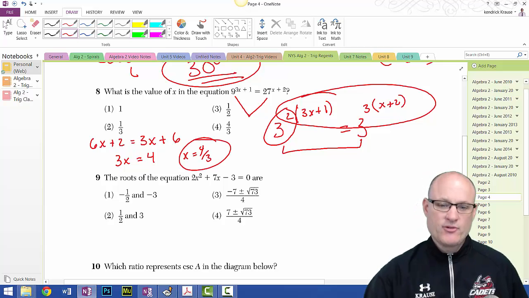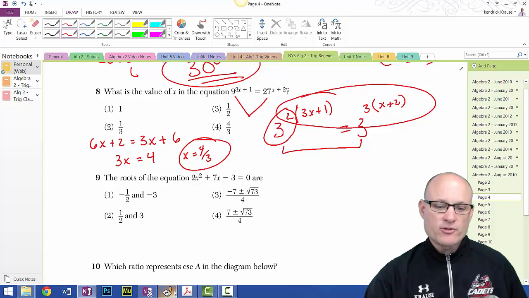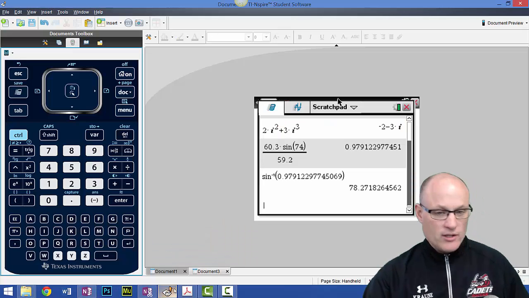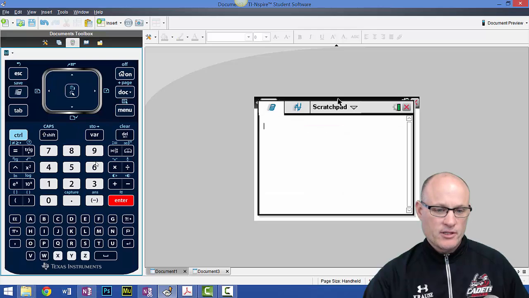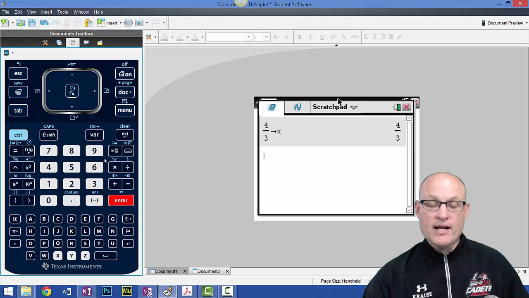Fantastic. So I'm going to use my calculator to cheat. So the problem was, we decided the answer was 4/3. Let me get rid of all this. I like having a fresh screen. So we decided the answer was 4 divided by 3. I'm going to store this into x. So right now, x is 4/3. If I ever hit x, it's 4/3.